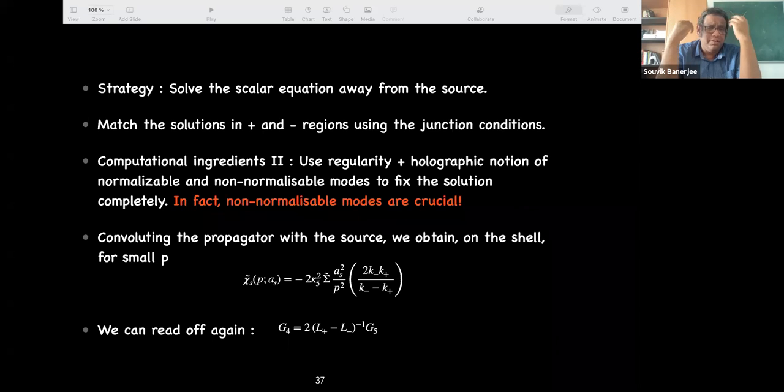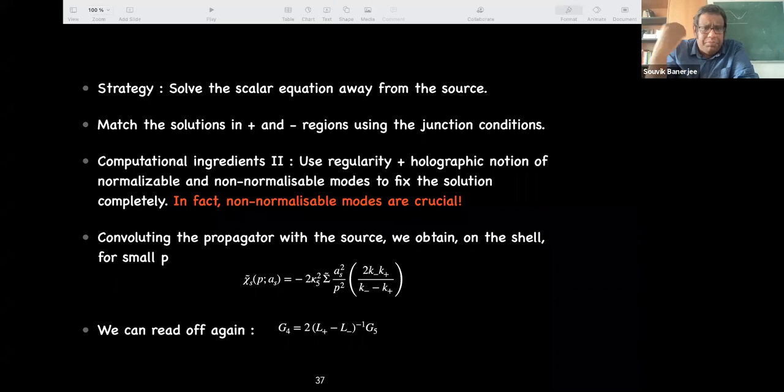And for computing this, we have to use the regularity in the space-time and the holographic notion of normalizable and non-normalizable modes. In fact, we will find the non-normalizable modes are crucial. I will come to this in a minute, but here I want to mention that since you have an inside and an outside, you have a growing behavior of this scale factor, and the growing behavior of the scale factor will correspond to some momentum carried along this direction, and it will correspond to some non-normalizable modes in the path.